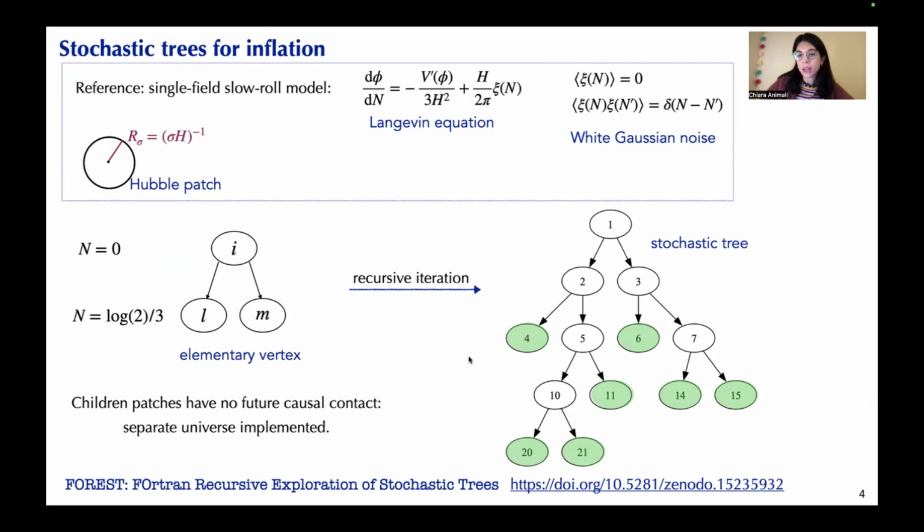And stochastic trees of this type can be efficiently generated numerically in a recursive way because each vertex gives rise to a subtree that can be processed independently. And we have developed a code which is called FOREST, that stands for Further Recursive Exploration of Stochastic Trees, that is also publicly available, that takes as an input an inflationary potential function, its derivative, some boundary conditions for the Langevin equation, and it creates and explores a large number of stochastic trees of this type to deliver relevant statistics for cosmological fields and also for primordial black holes.